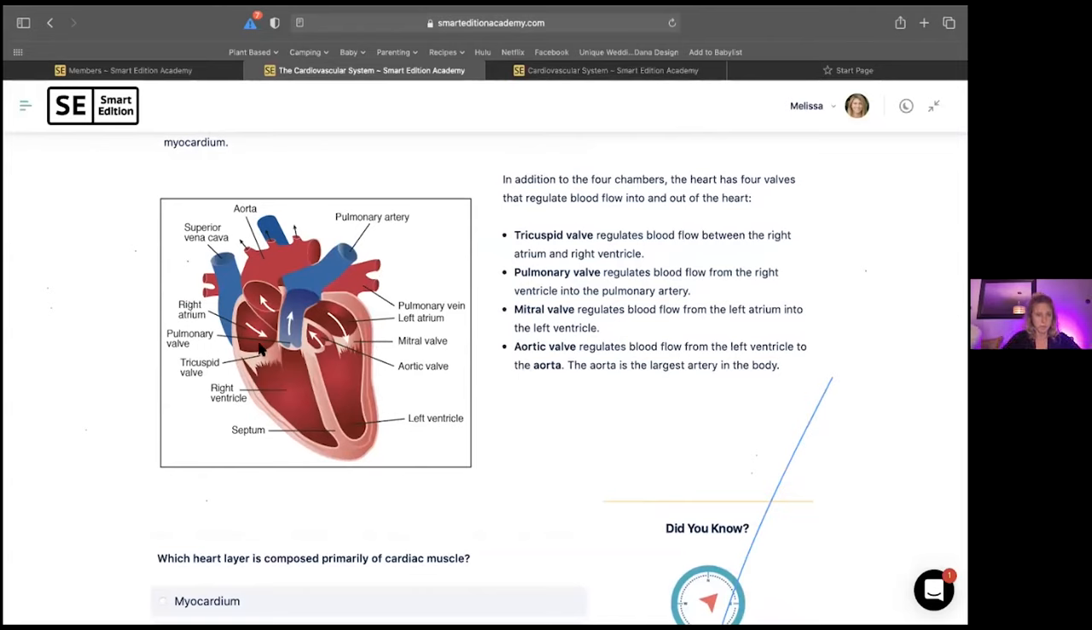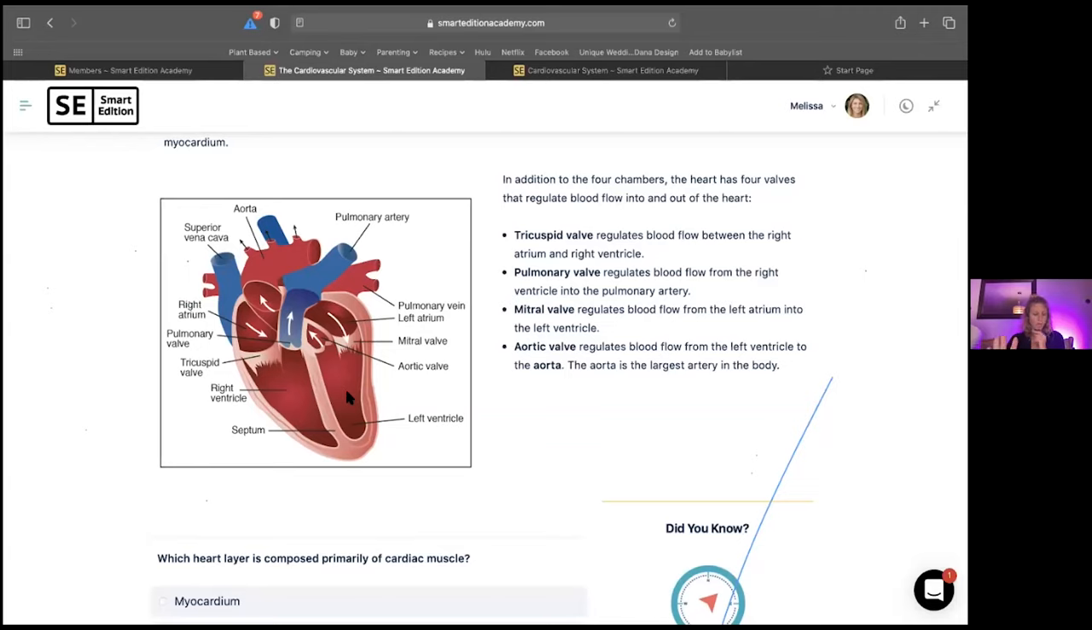So here we are. Here are our chambers that we talked about earlier. There are four chambers, right? When you look at it, think of where your right hand is. That's the side that it's on. You have your right atrium, the upper chamber. You have your left atrium, the upper chamber. Then you have the right ventricle and the left ventricle, the lower chambers.